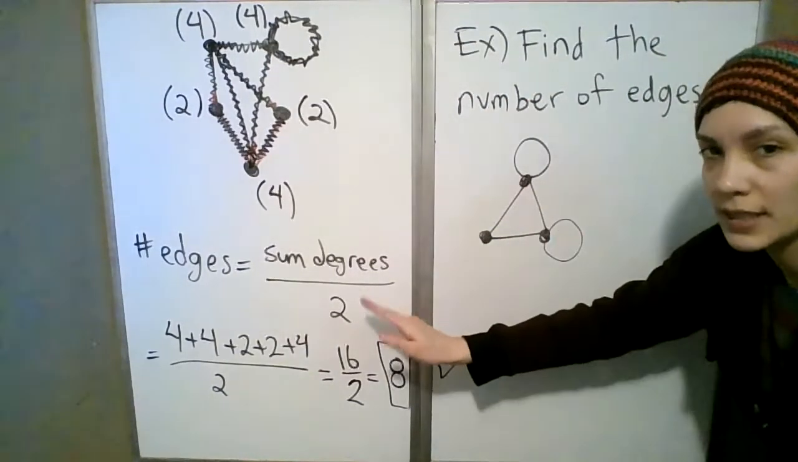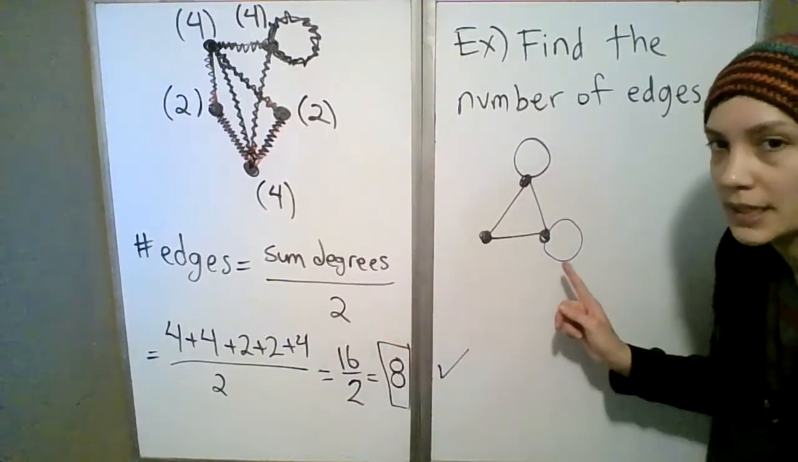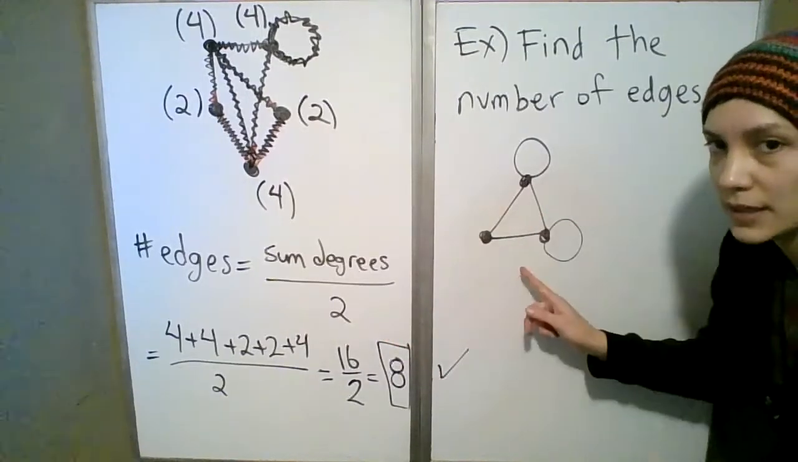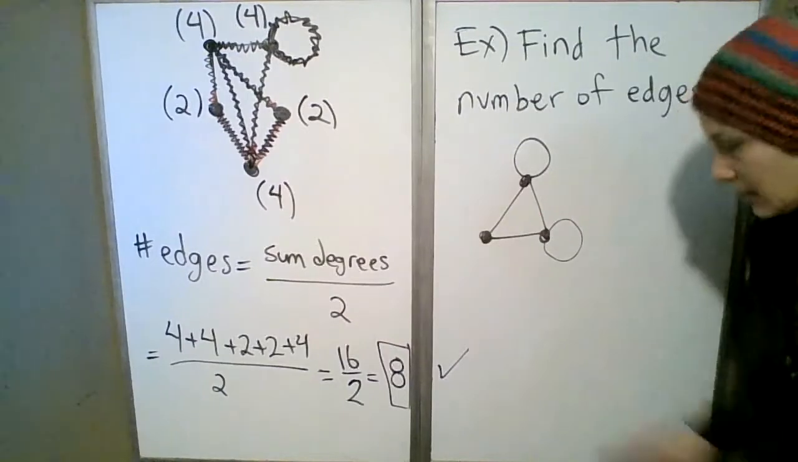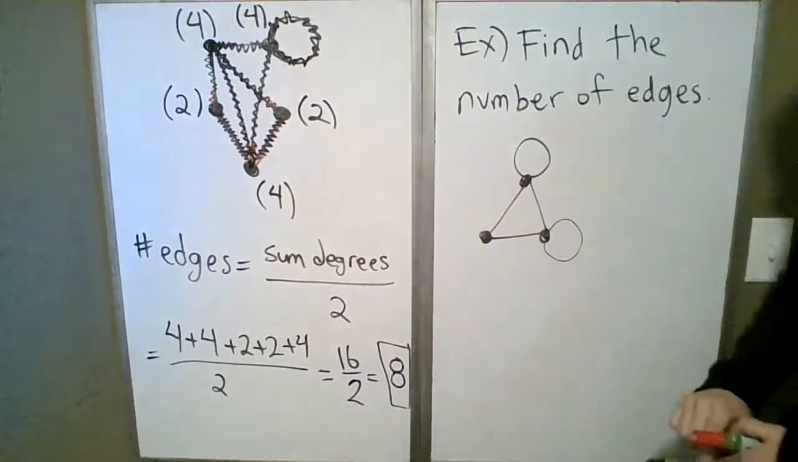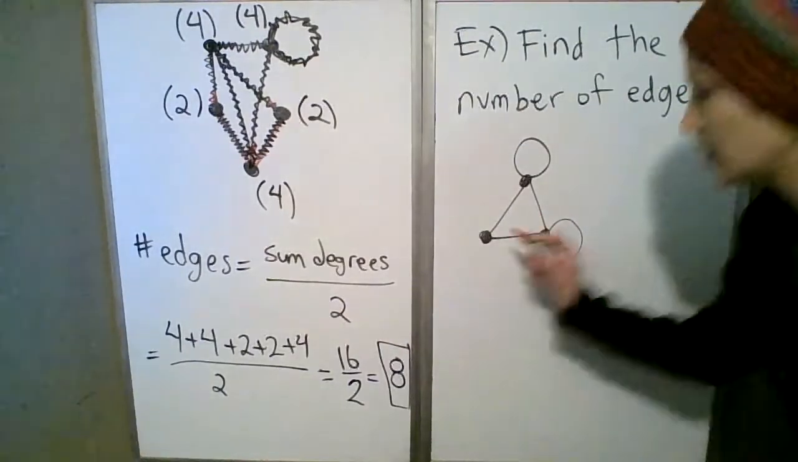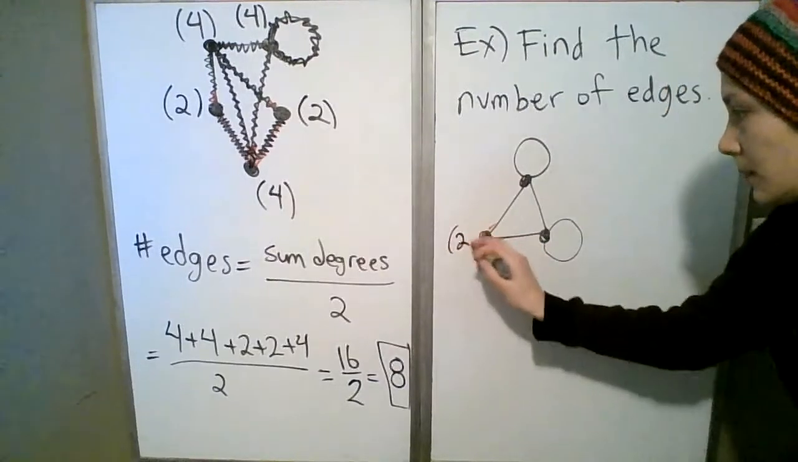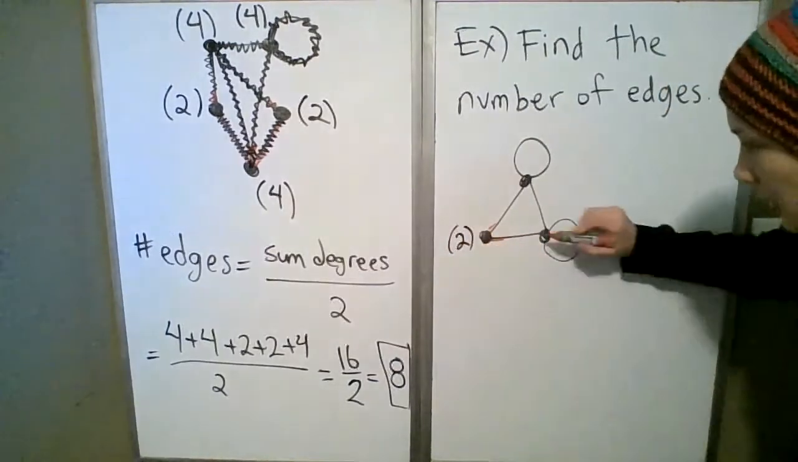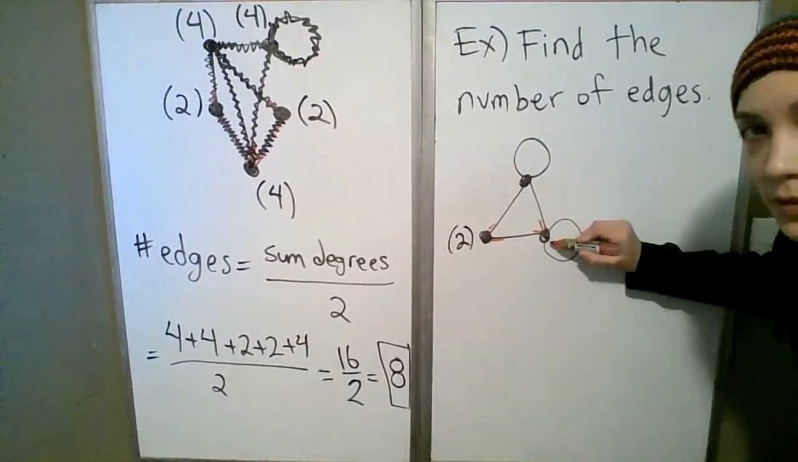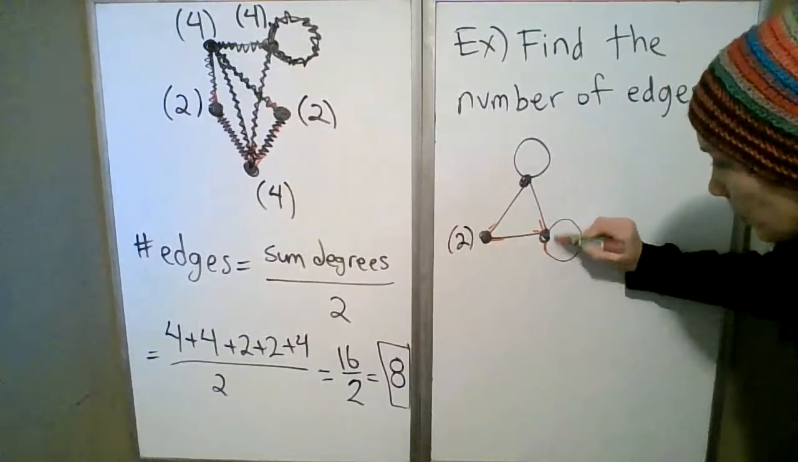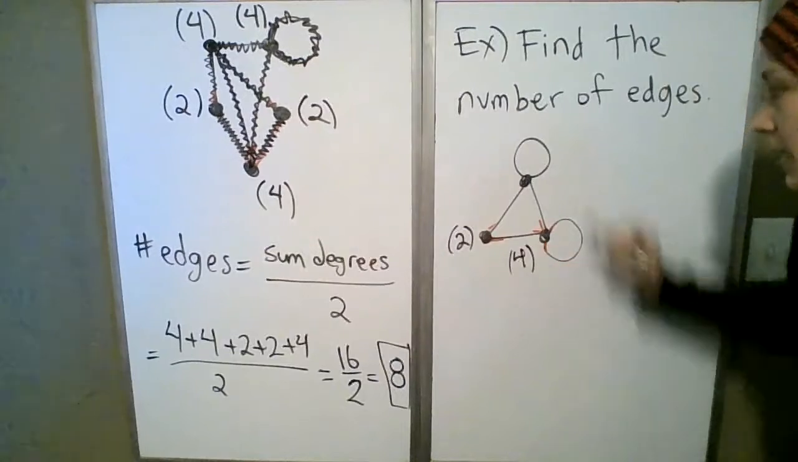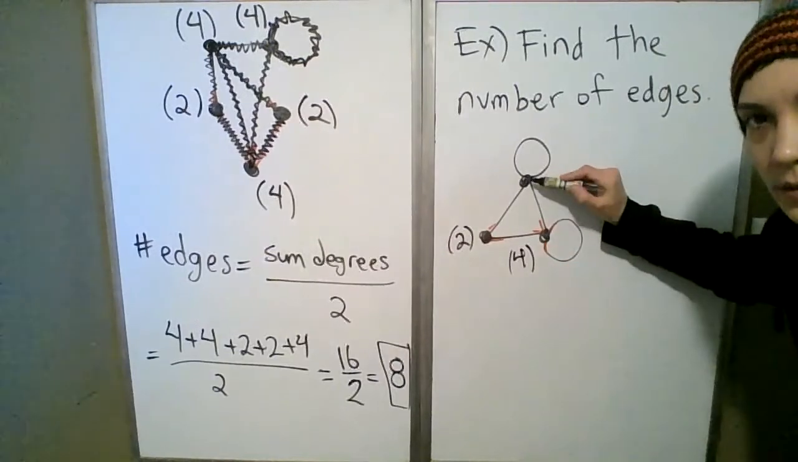I'm going to practice using this theorem. To get the number of edges, I can find the degree for every vertex, add them all together, divide by 2. So let's go here with degree 2. This would be degree 1, 2, and from the loop you get 2 more, so it's 4 total. Same here, 1, 2, 3, 4.